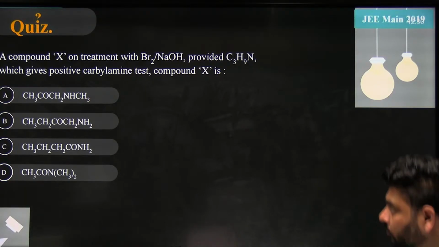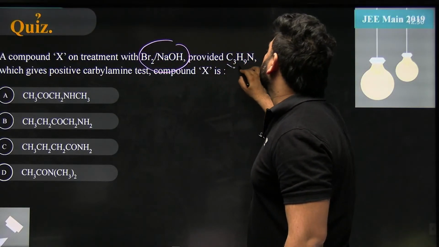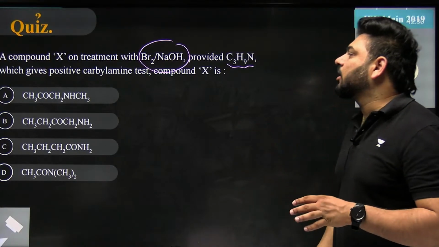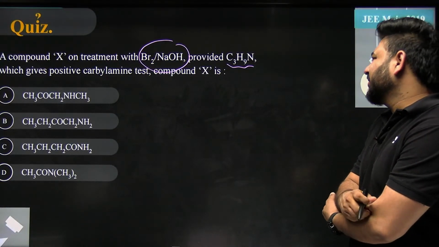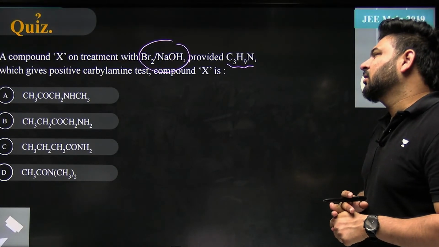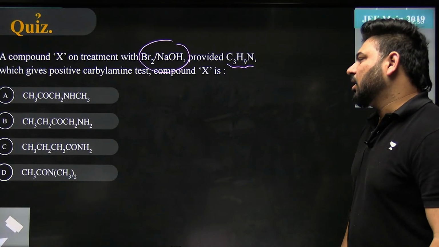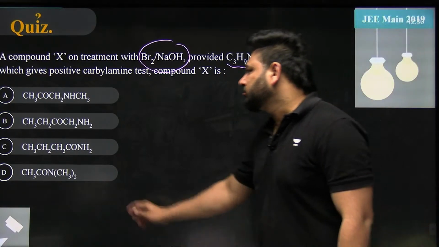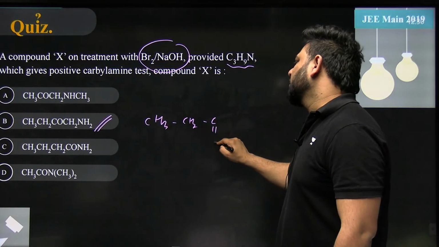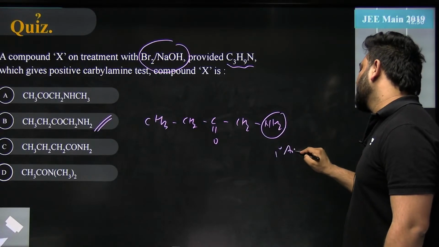Next, we have a compound X which on treatment with Br2 and NaOH gives C3H9N. Which of the given compounds gives a positive carbylamine test? So the carbylamine test is given by primary amine, I remember. Where can you find a primary amine or something similar? I guess it's here: CH3, CH2, C double bond O, CH2 and then NH2. So what you need is just a primary amine.